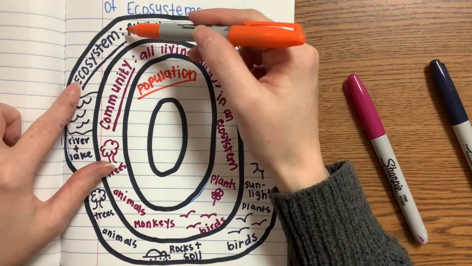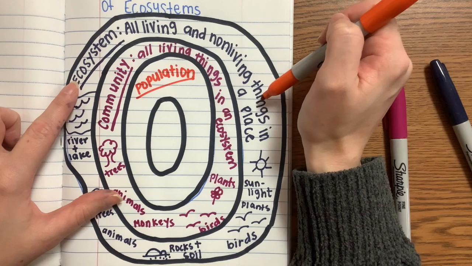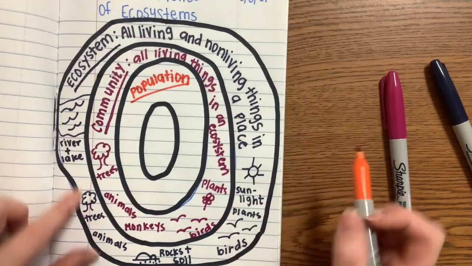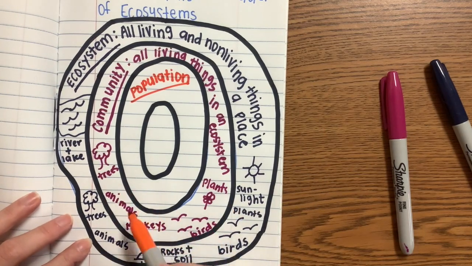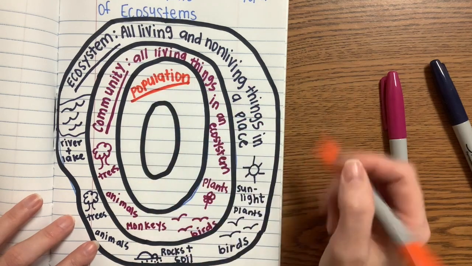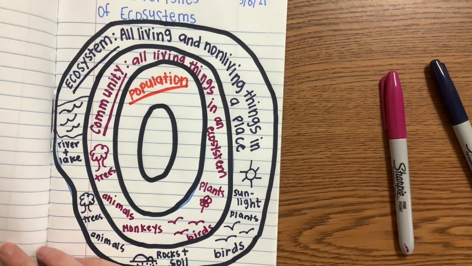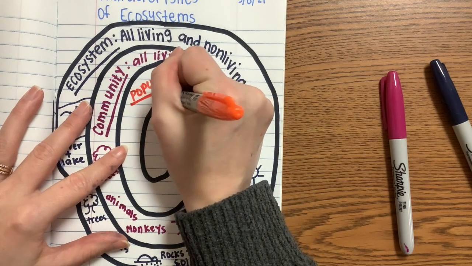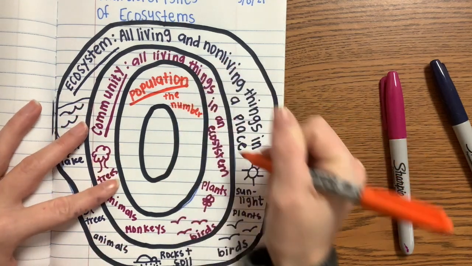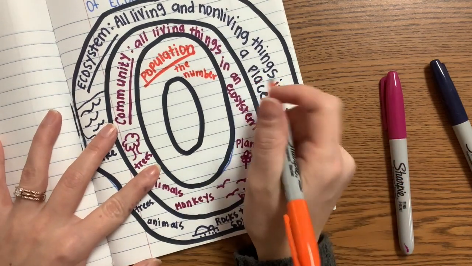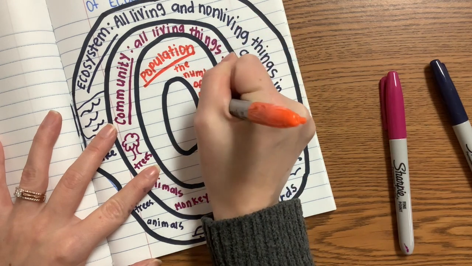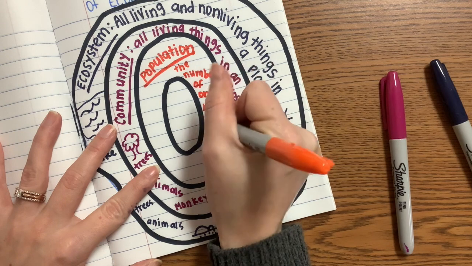Okay, so an ecosystem is all the living and non-living things. Community is all the living things. For population, you're going to pick just one of these things: trees, animals, monkeys, birds, plants. And the number of those things is the population. So we're going to write the number of one kind of living thing.